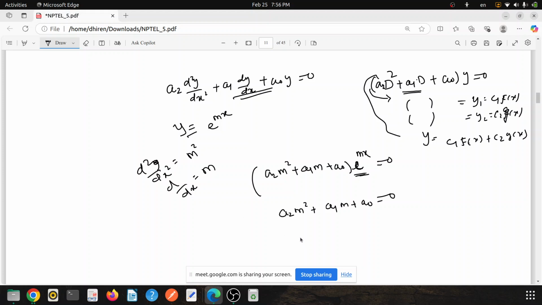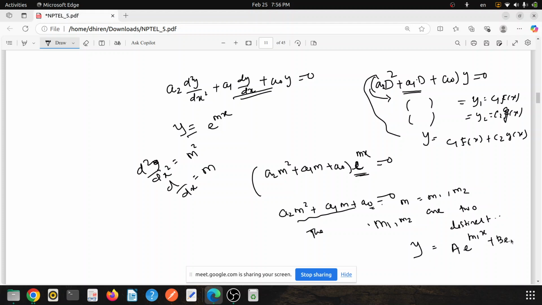Here, this is a second order linear equation, so if you solve this equation we will get two values of m, that is m1 and m2. If m1 and m2 are two distinct roots, then the solution will be y equal to a e power m1x plus b e power m2x. If m1 and m2 are two distinct roots, then you will get the solution as y equal to combination of e power m1x and e power m2x.